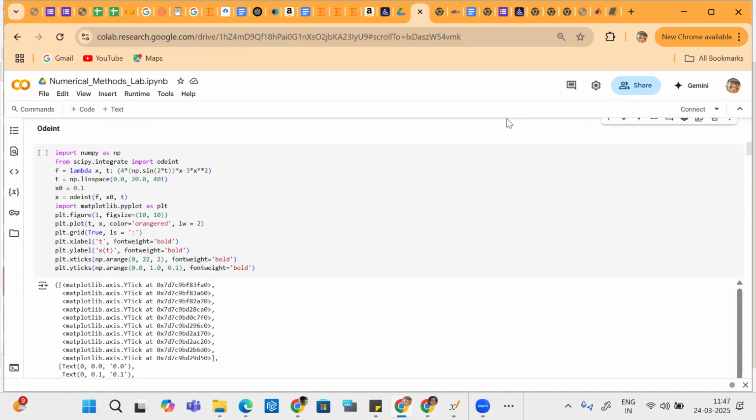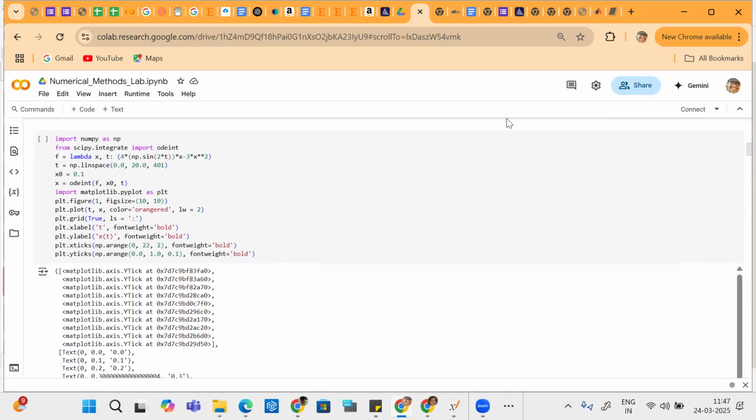ODEint means you are integrating the ODE. How do you find y from an ordinary differential equation? If you have dy by dx equal to some function, how do you find y? Because integration and differentiation are opposite things, you use integration on the ODE so that you get y. Anyway, this is the idea.